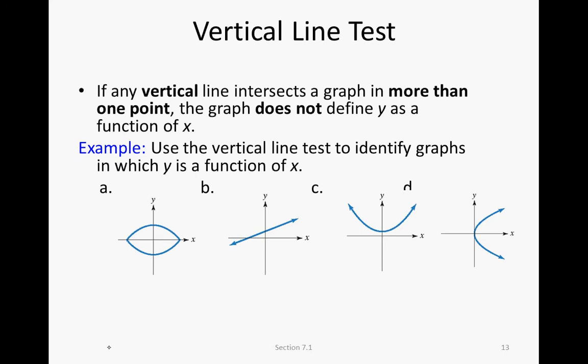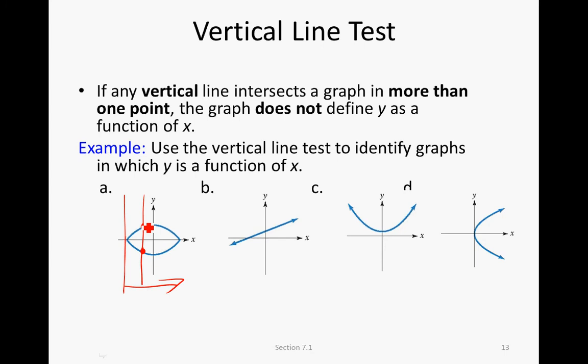A vertical line test. If a vertical line intersects a graph in more than one point, then we do not have a one-to-one correspondence. And here's the deal. If I draw this vertical line and I think about moving this line to the right, when I get to this point, this line intersects the graph in 2 points. That means when x is a particular value, there are 2 solutions of y, and there's not a one-to-one correspondence.